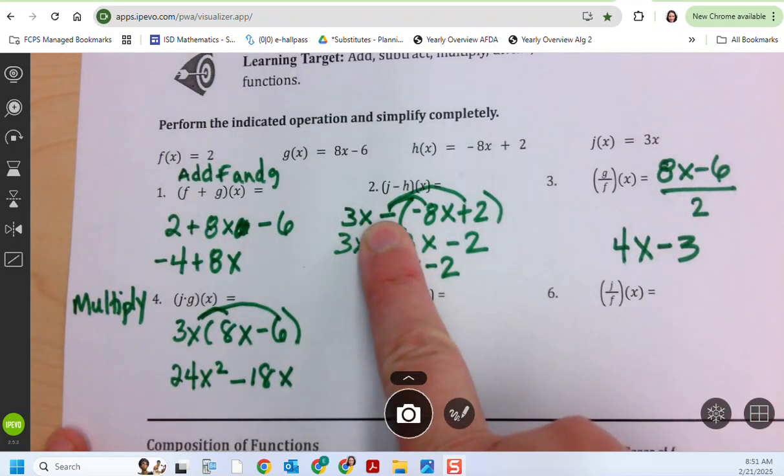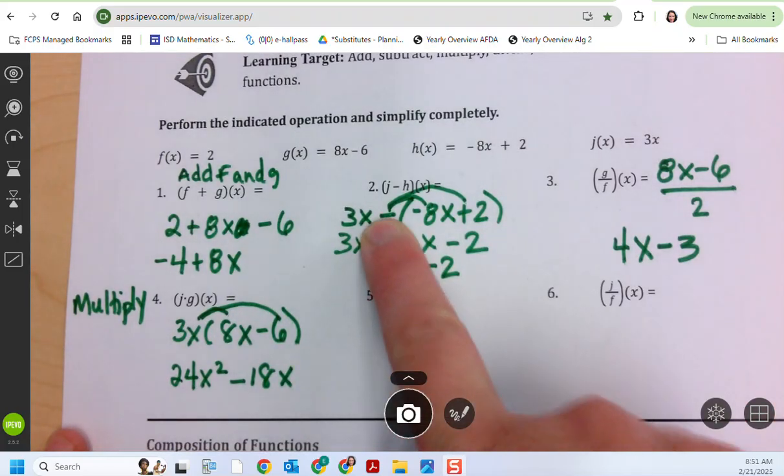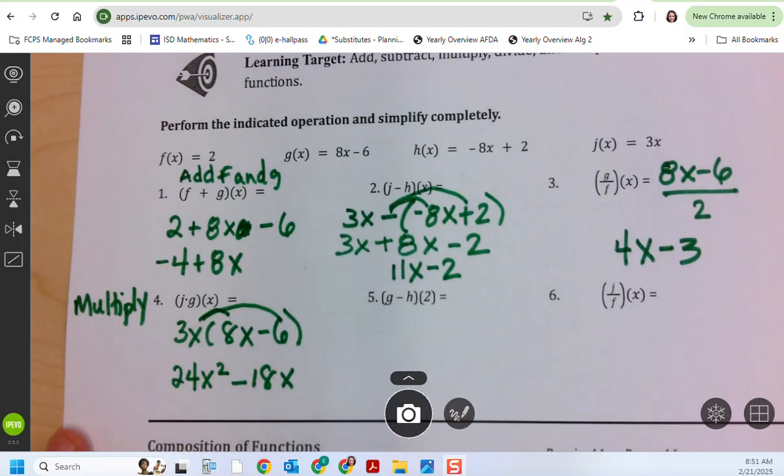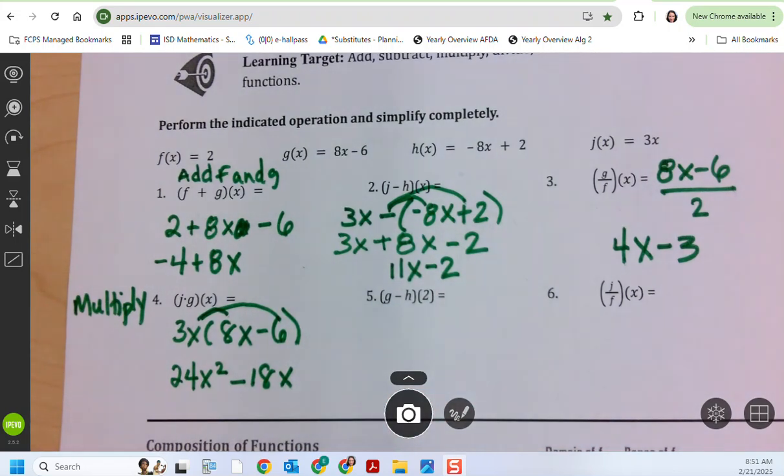Because I'm subtracting the whole function, so I have to subtract both parts of the function. All right, guys. Number 5 looks different. Yeah, it has a 2 instead of the x. You guys see that? So there's actually 2 different ways you can do this. You could put 2 into both functions and then subtract them. Or you could subtract the functions and then put in 2.